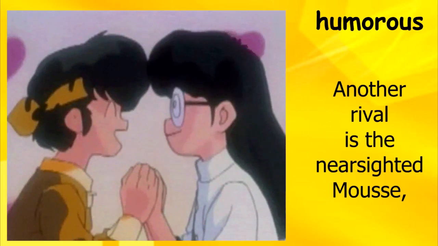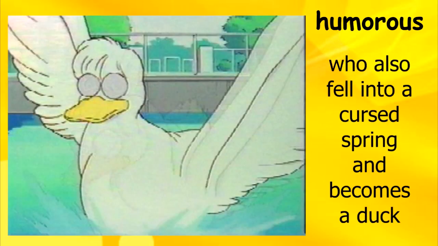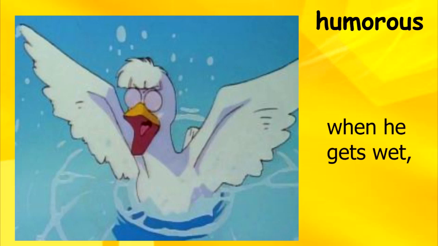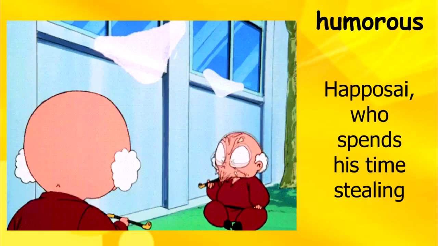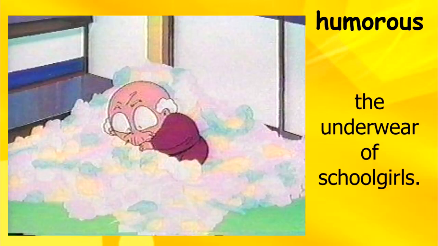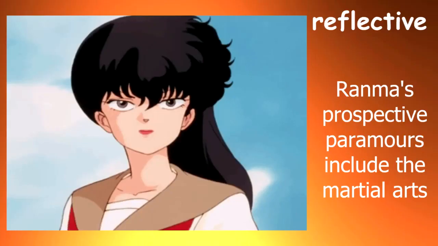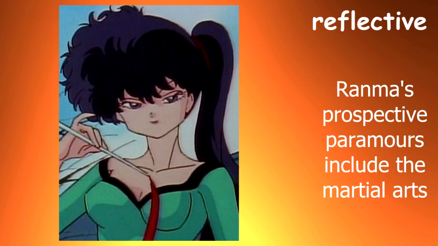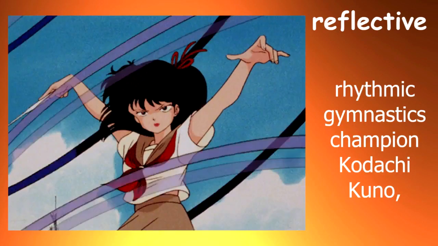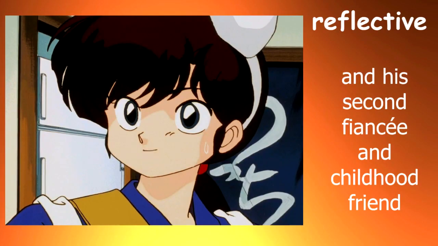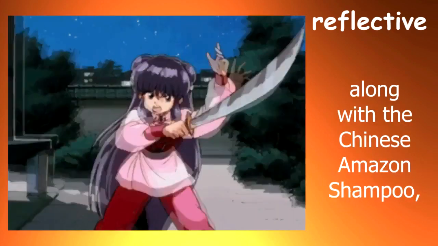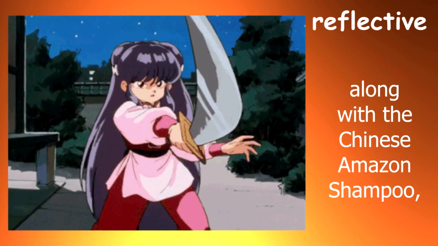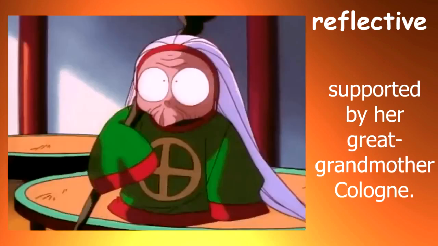Another rival is the nearsighted Mousse, who also fell into a cursed spring and becomes a duck when he gets wet. And finally, there is Genma and Shun's impish grandmaster, Happosai, who spends his time stealing underwear of schoolgirls. Ranma's prospective paramours include the martial arts rhythmic gymnastics champion Kodachi Kuno and his second fiancée and childhood friend Ukyo Kuonji, the okonomiyaki vendor, along with the Chinese Amazon Shampoo, supported by her great-grandmother Cologne.